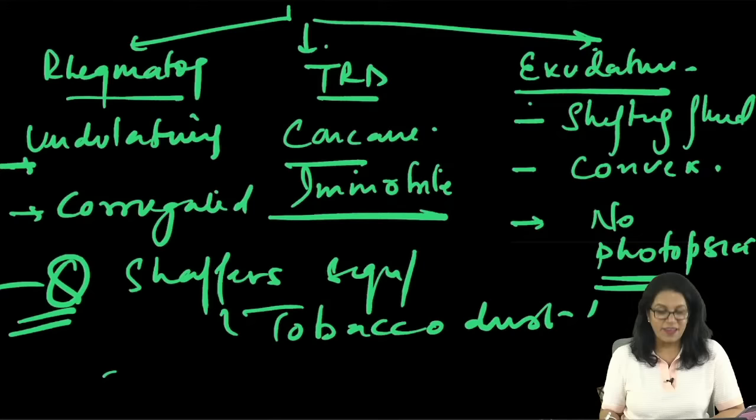Just remember, in rhegmatogenous, I'm going to get floaters and photopsia, right? But no floaters for tractional and no photopsia for exudative, okay? What are floaters? We all know them as opacities in the vitreous cavity.